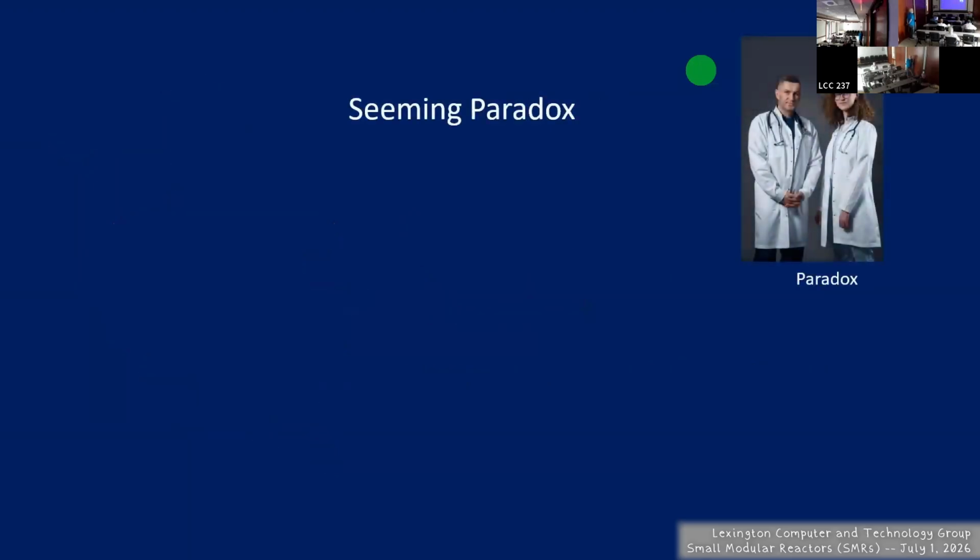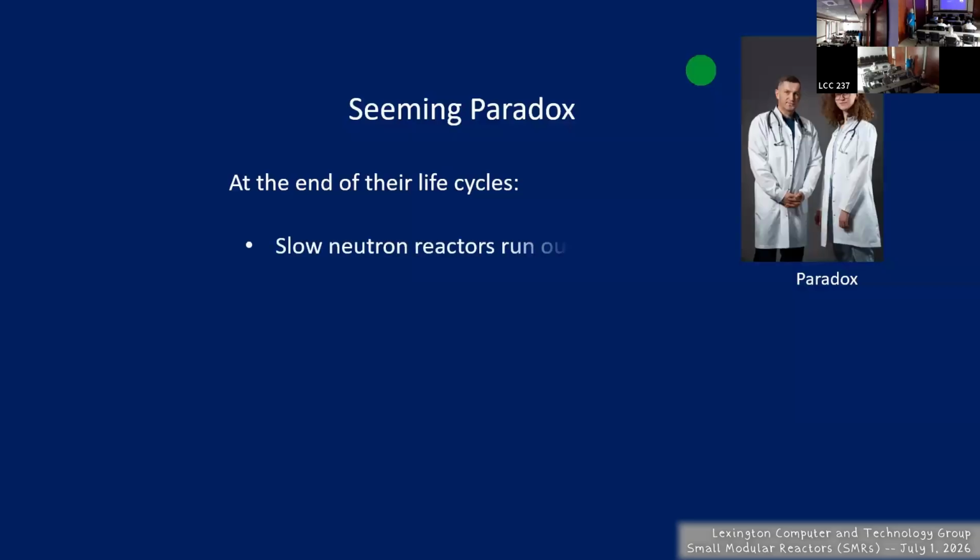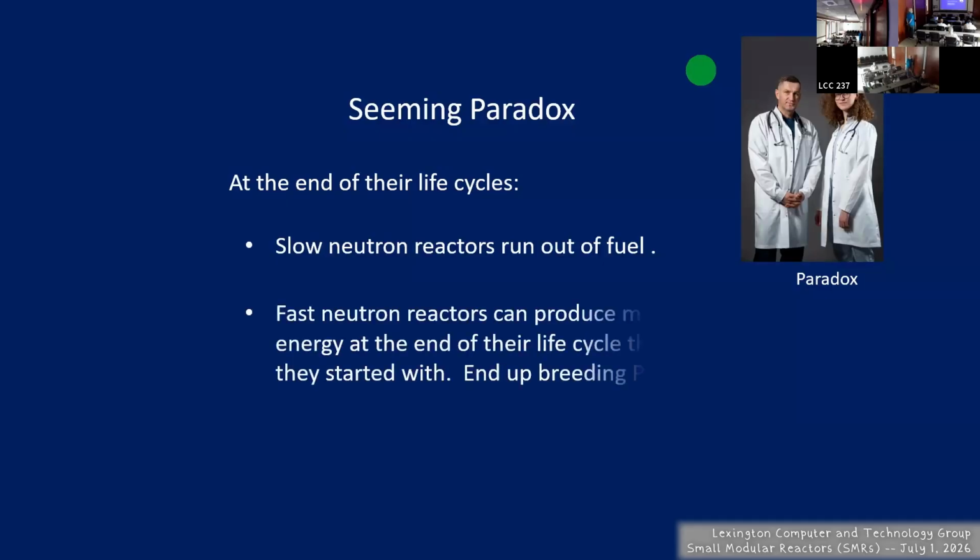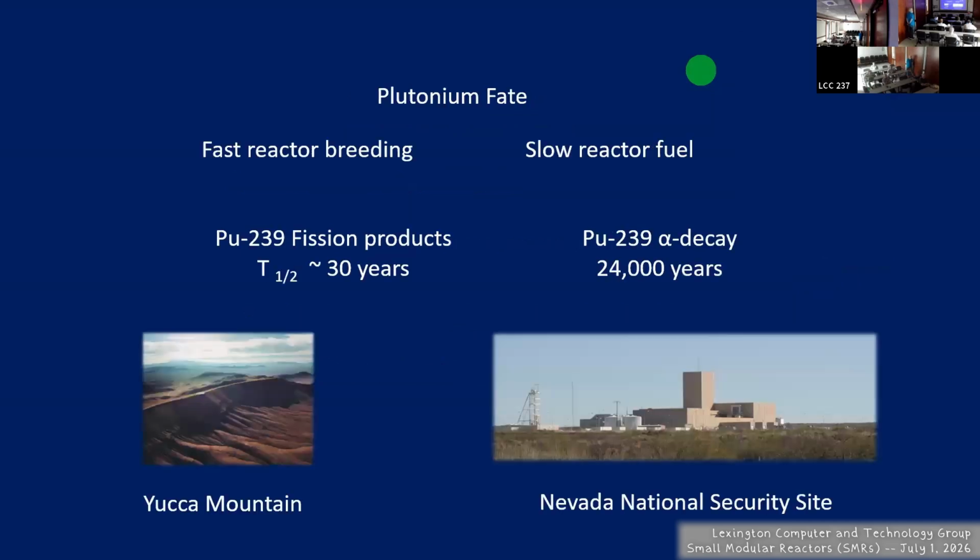And I wanted to tell you about a seeming paradox, which we alluded to. At the end of the life cycles, the slow neutron reactors, the thermal reactors, run out of fuel because they consume their U-235. But the fast neutron reactors can produce more energy at the end of the life cycle than they started with because they end up breeding plutonium. So it's not really a paradox at all. Some people call this the nuclear reactor paradox, but it's not a paradox. So what are we doing with all this plutonium?